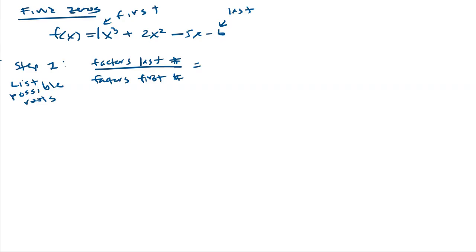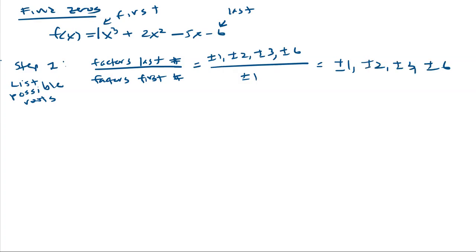So the factors of the last number, we have 6. That'll be 1, 2, 3, and 6. But we also have to consider the negatives. So this will be plus or minus 1, plus or minus 2, plus or minus 3, and plus or minus 6. Those are the factors of the last number. And for 1, that's easy, that's going to be plus or minus 1. When we divide this, we actually spit out whatever is in the numerator. That's not always the case, but in this case, that's what we get. So plus or minus 1, plus or minus 2, plus or minus 3, plus or minus 6. Those are going to be our possible roots.